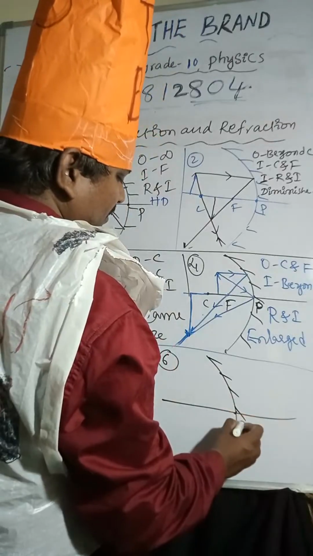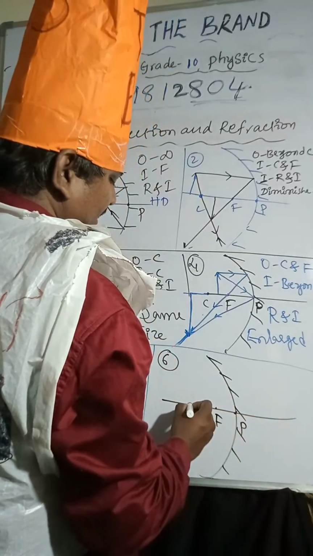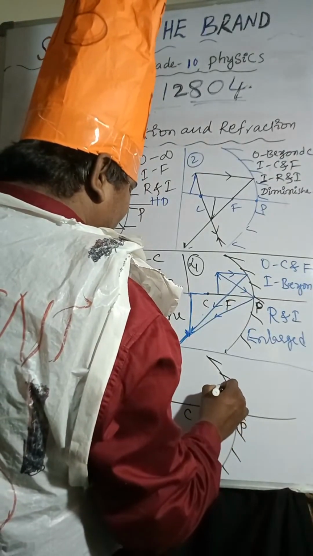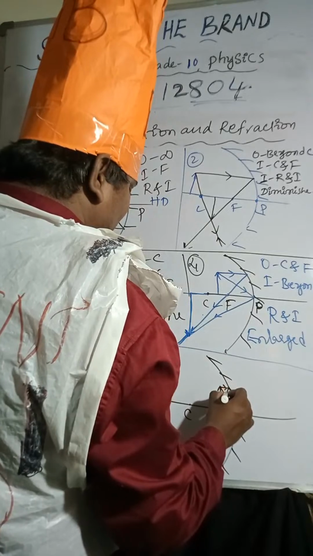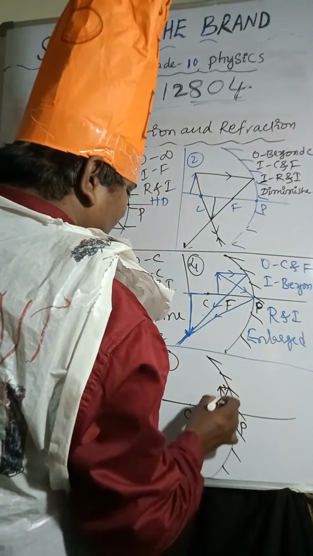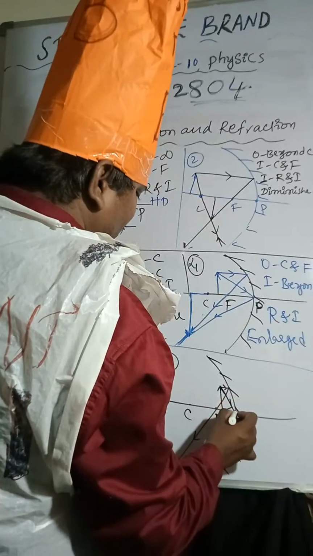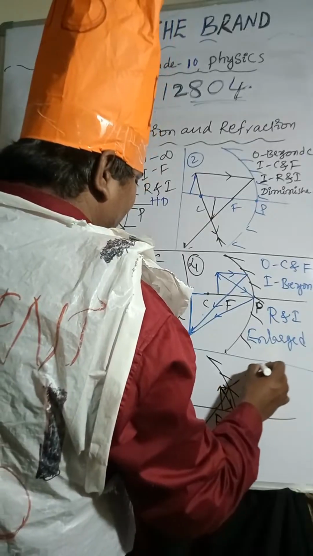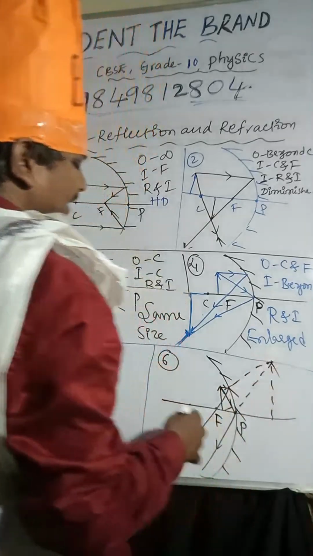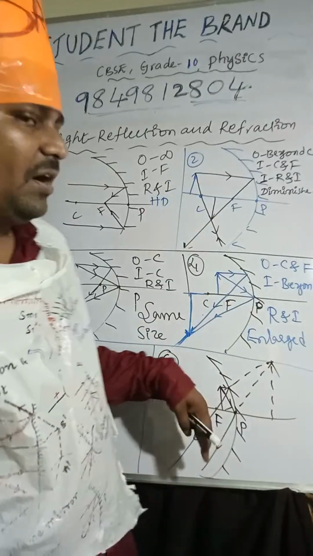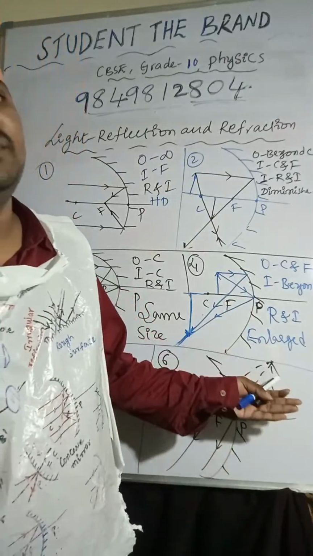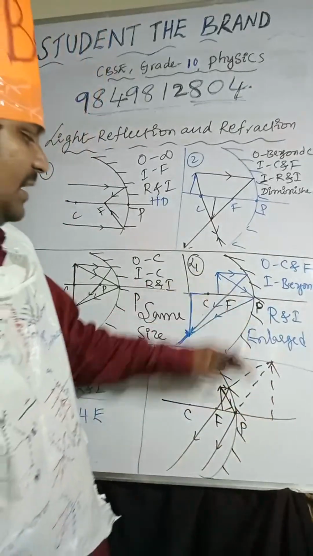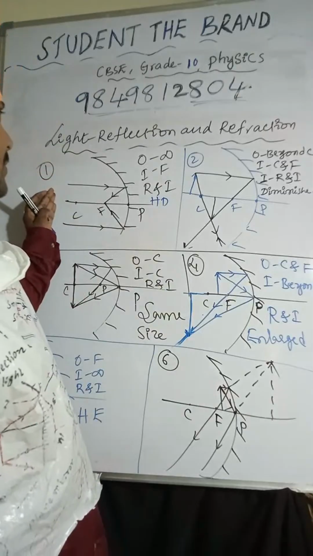Pole, focus and center of curvature. Object is placed between F and P. One light ray I am taking like this, it passes through focus. Another light ray incident at the pole, it reflects back. If you are extending like this, the image will form here, behind the mirror. Nature of the image is virtual, erect and enlarged. Virtual, erect and enlarged.